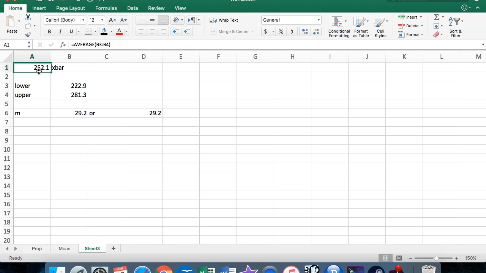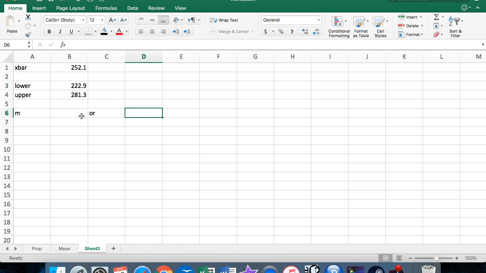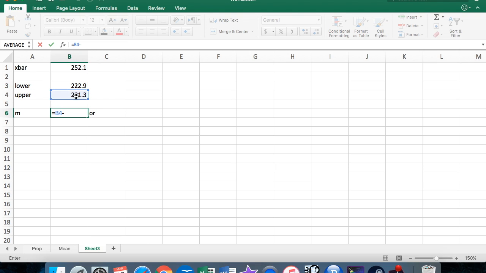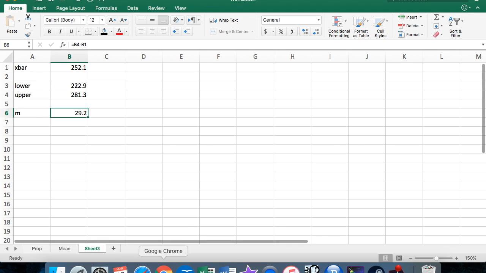Now find your x bar. Remember, this is how we find it. So x bar, average, and then these two guys. Okay, these I have to change because I need to go with this. Take my upper bound, subtract x bar, and I get my m. So that's my margin of error.